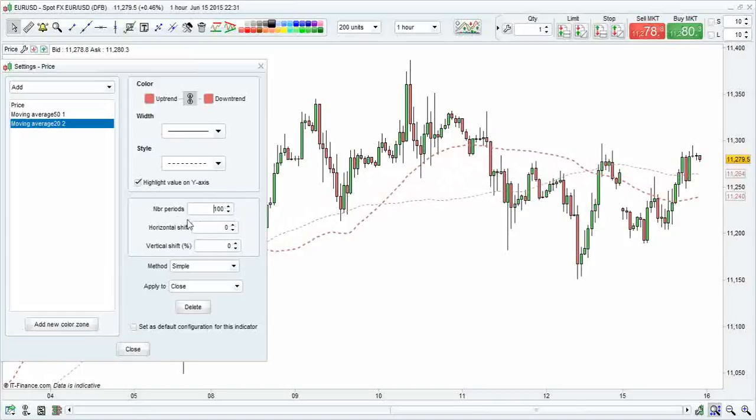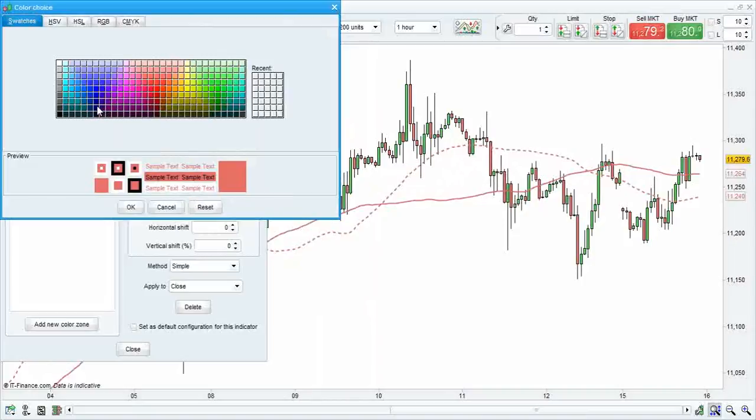Okay, so again, that's our 100-period moving average, and just to differentiate, I'm going to change the width and I'm going to change the style, so I'll just make it a solid line, and I can change the color also. So we can change the color and we'll just make it blue.